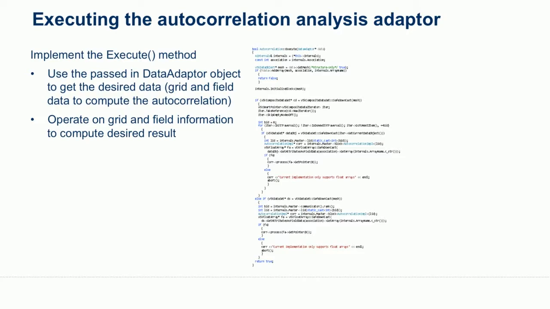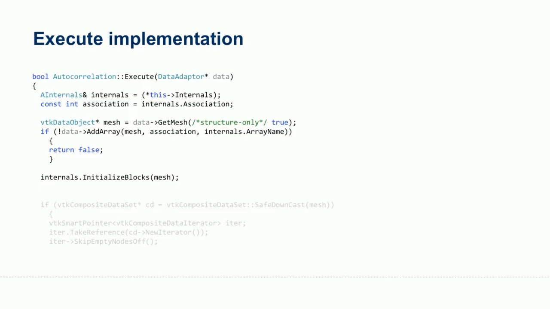So the high-level overview: the execute is passed in a data adapter object. That lets us access the data from the simulation. We're going to access those arrays, get them out from the simulation using the data adapter, and then we're going to calculate the autocorrelation. So that's what we're doing.